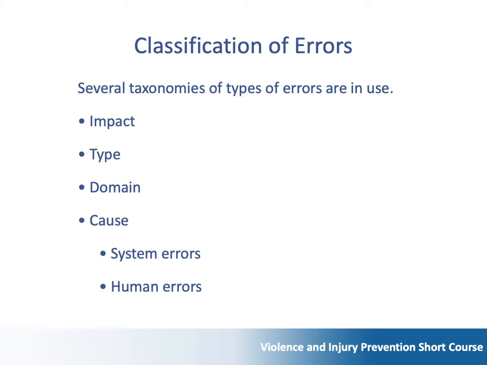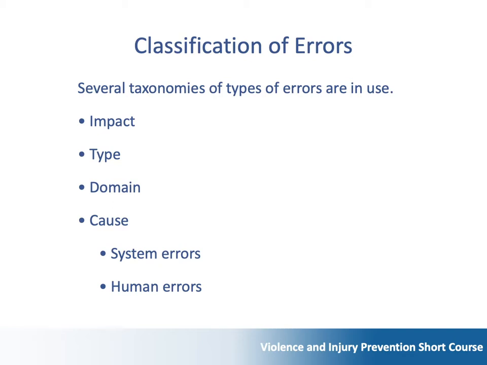Cause implies the factors leading to an error. These are usually further grouped into system errors or human errors. System errors include errors in design, organization, and maintenance of both the physical system and the organizational system. The physical system includes facilities, equipment, and infrastructure, while the organizational system includes management, organizational culture, protocols, and processes, as well as training. Human errors involve direct contact with the patient and are often the proximate cause of the error.